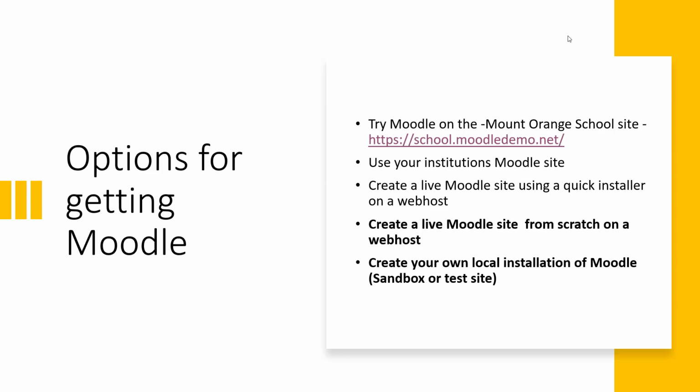Now, the fourth way you can get Moodle is by creating a live Moodle site from scratch on a web host. Now, you are in total control of how it's done, so you can get the latest, the best, and the greatest uploaded and installed. Now, this is what we will be using in this session. Also, we will look at how you can create your own local installation of Moodle, like a test site or a sandbox, if you like, for practice and for you to quickly do some things without necessarily going into the internet to put in something on the production server.